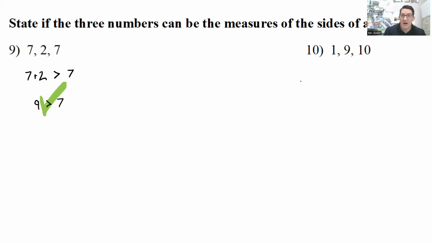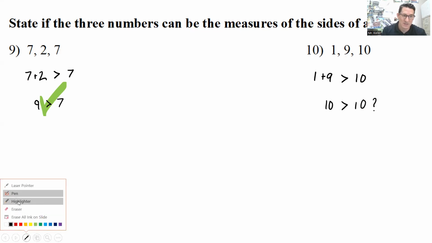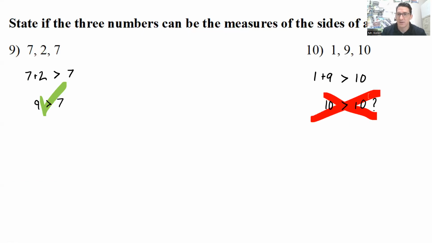This one here, we just look at the two smaller sides; we don't need to check all of them. If we do 1 plus 9, is that bigger than 10? Well, 1 plus 9 is 10. Is 10 bigger than 10? No, they are equal. Since the two smaller sides added together are not bigger than the third side, we can't make a triangle with that. The sides are just going to come together, and by the time they touch, it'll be a straight line on top. So we're not able to make a triangle.